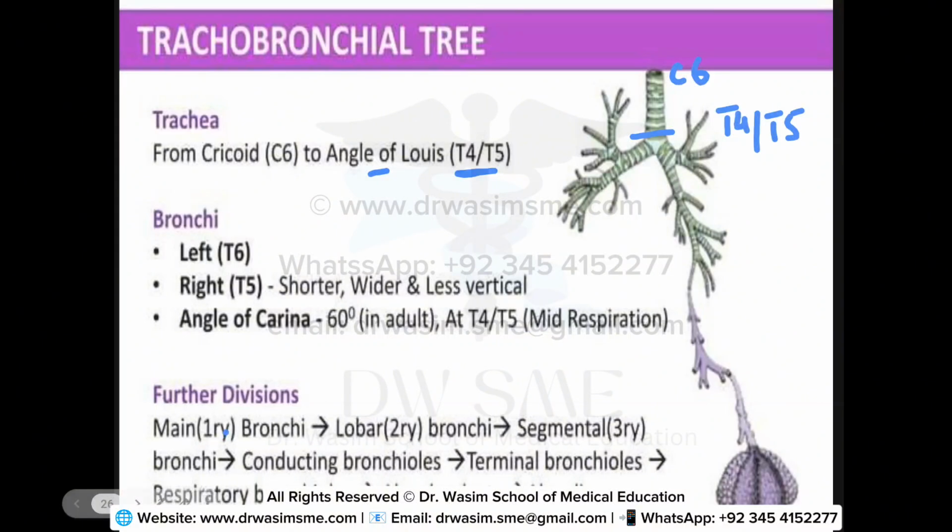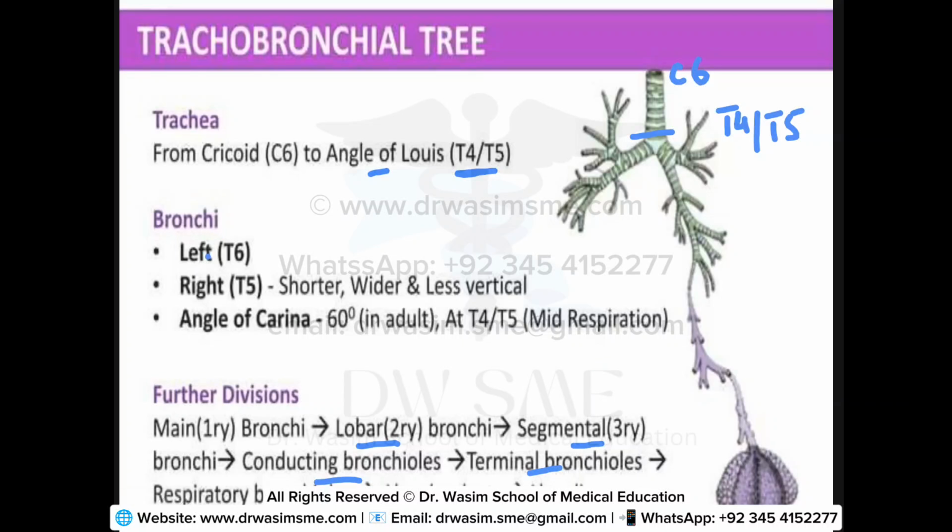Now these main bronchi are going to divide into the secondary bronchi known as the lobar, and then the segmental, which are the tertiary bronchi, which enter into the conducting bronchioles, which form the terminal bronchioles, and then we will have the respiratory bronchioles. We will have alveolar ducts, and at the end we will have the actual alveoli, which provide a single membrane area for the gaseous exchange.